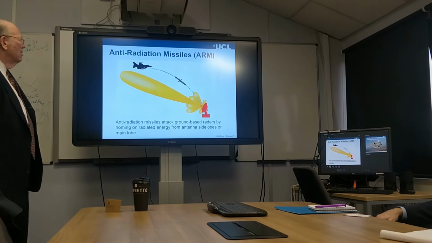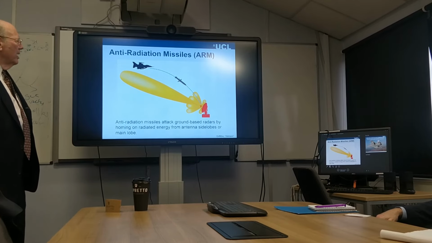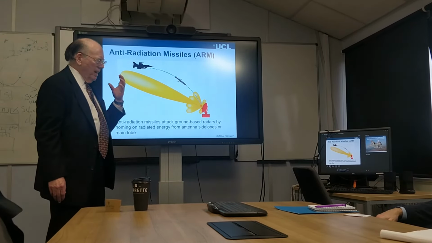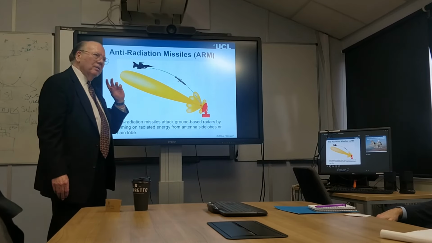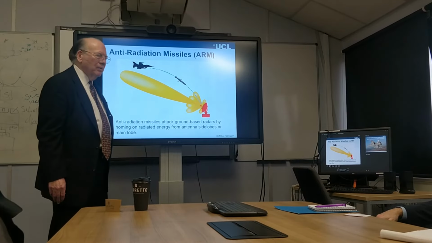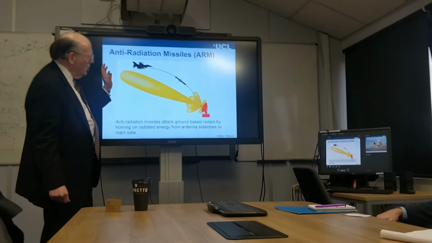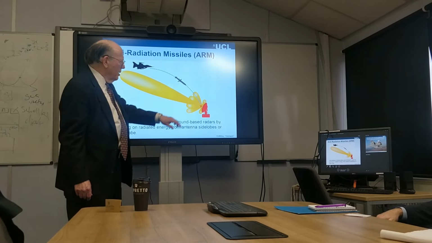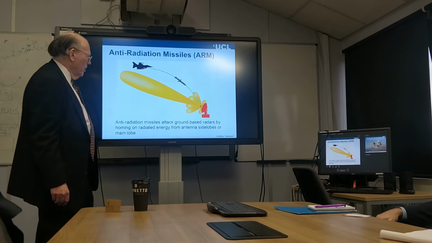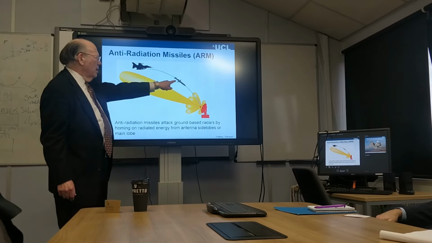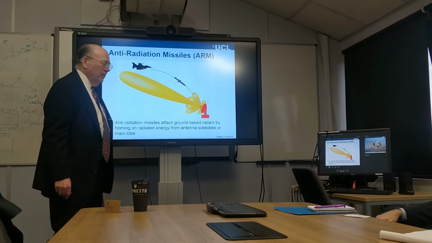Another countermeasure is the anti-radiation missile. The anti-radiation missile is a passive missile. It has a passive RF seeker, so the aircraft locks it onto the threat that it wants to engage, and it will shoot it at the threat. Usually they try to shoot it in the side lobes, but sometimes they'll go to the main lobe of the radar. These were invented back in the 60s also during the Vietnam War.